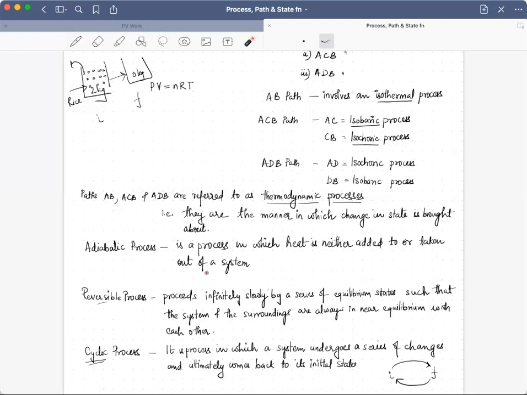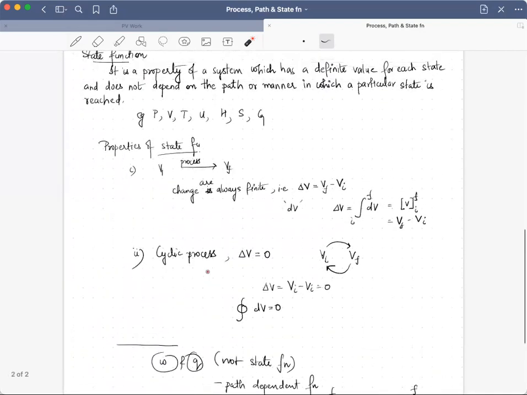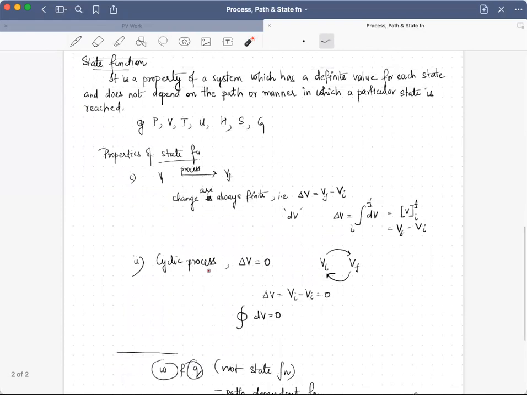Okay, moving on, let us go into the next topic, and that is the state function. What do you mean by a state function? A state function is a property of the system which has a definite value for each state and does not depend on the path or the manner in which a particular change in state has been brought about. So that is what we were talking about.